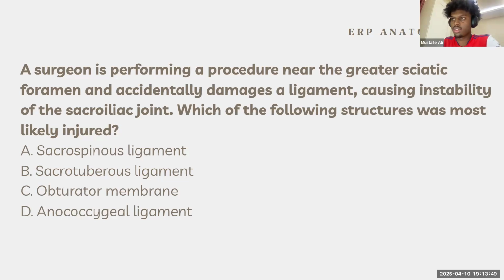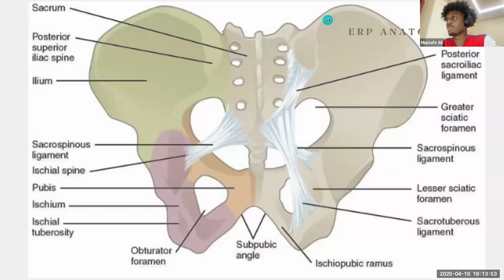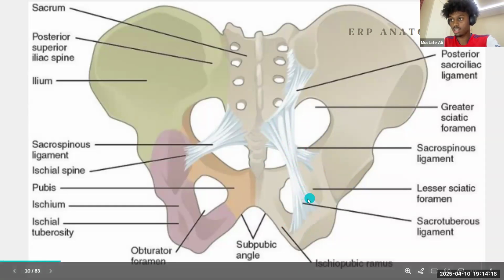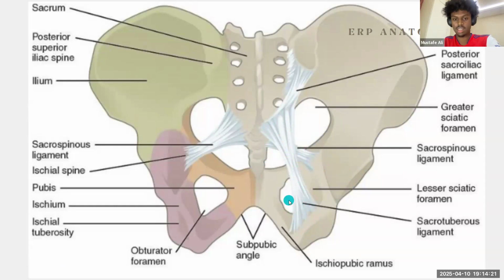So the answer is A, the sacrospinous ligament. Now, you guys should probably have this picture memorized in your brain right now from all the labs you've attended. The greater sciatic foramen is the space right here. It is formed mainly by the sacrospinous ligament, which is attached to the sacrum and the ischial spine. There is another ligament called the sacrotuberous ligament, which binds to the sacrum and the ischial tuberosity. This ligament forms the lesser sciatic foramen.